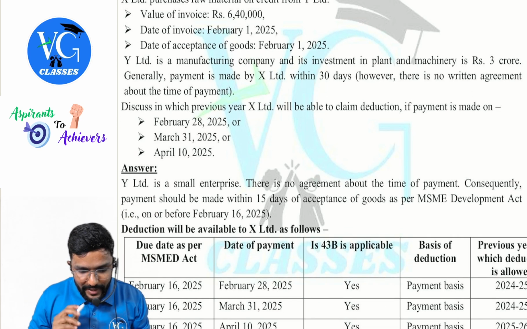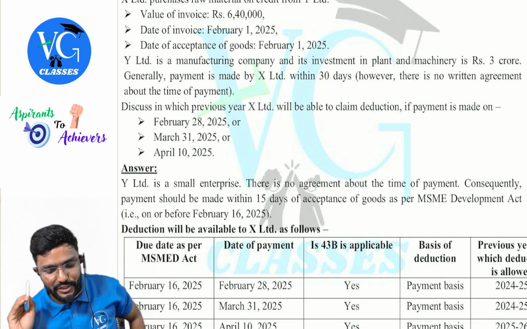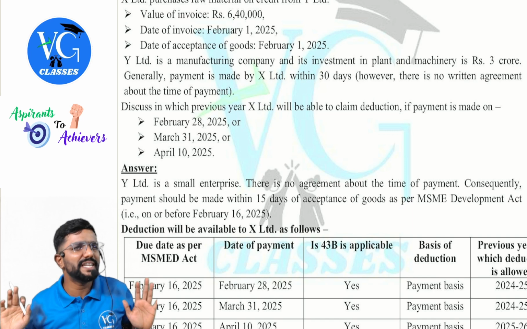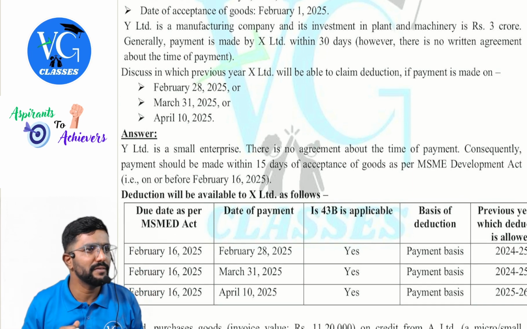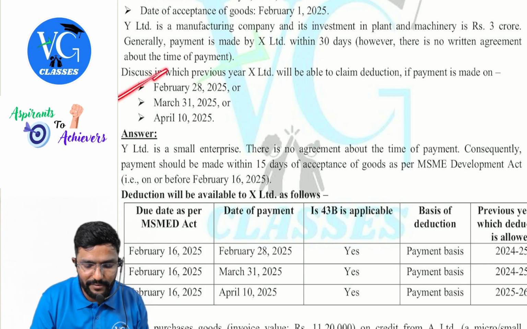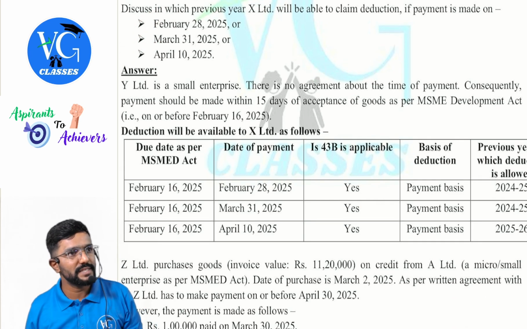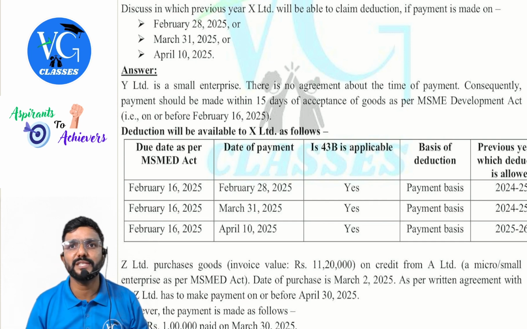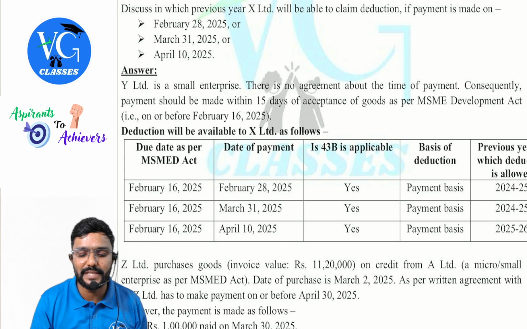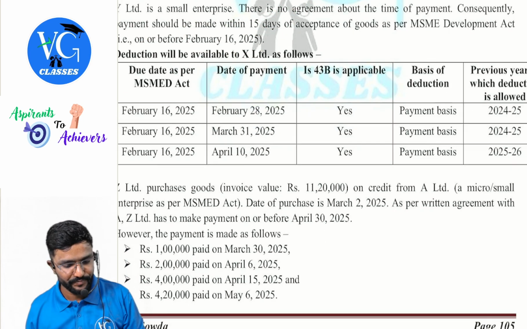Now, when did you make it? Discuss in which previous year X Limited will be able to claim deduction if payment is made on 28th February, 31st March, or 10th April. I have given three different scenarios. Y Limited is a small enterprise. There is no agreement between both the parties. So as per Section 15 of the MSME Act, payment has to be made within 15 days. So the date comes to 16th February.